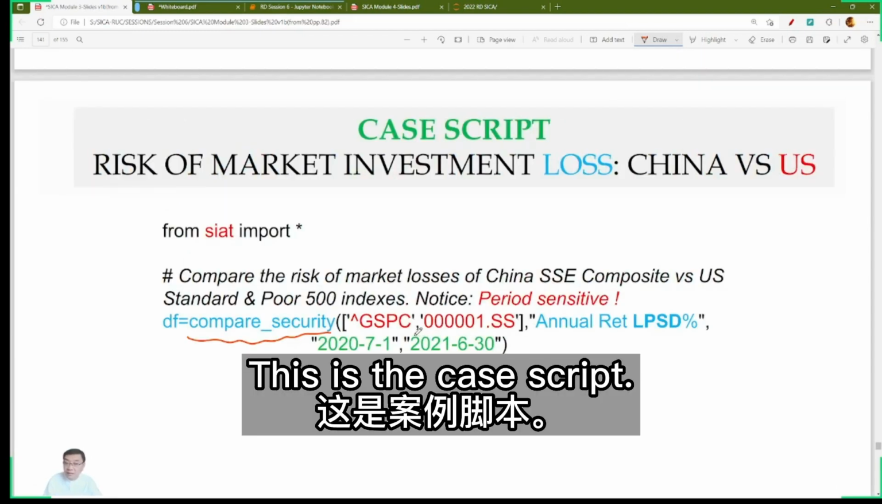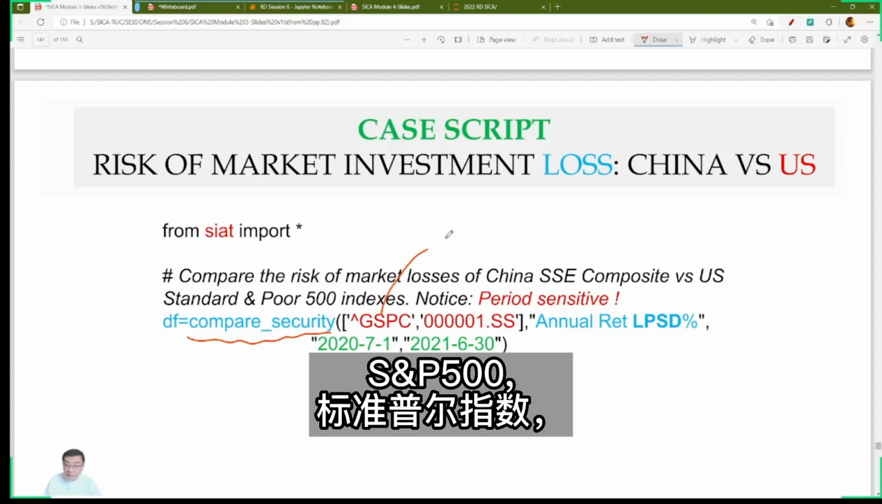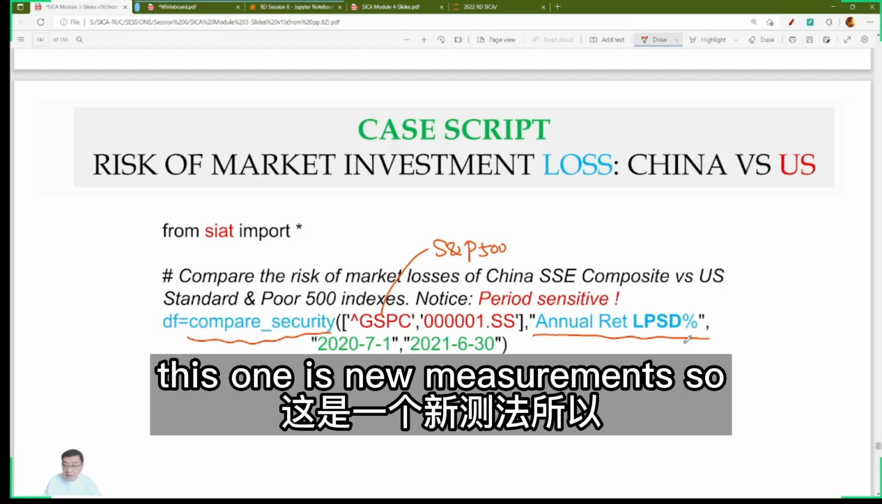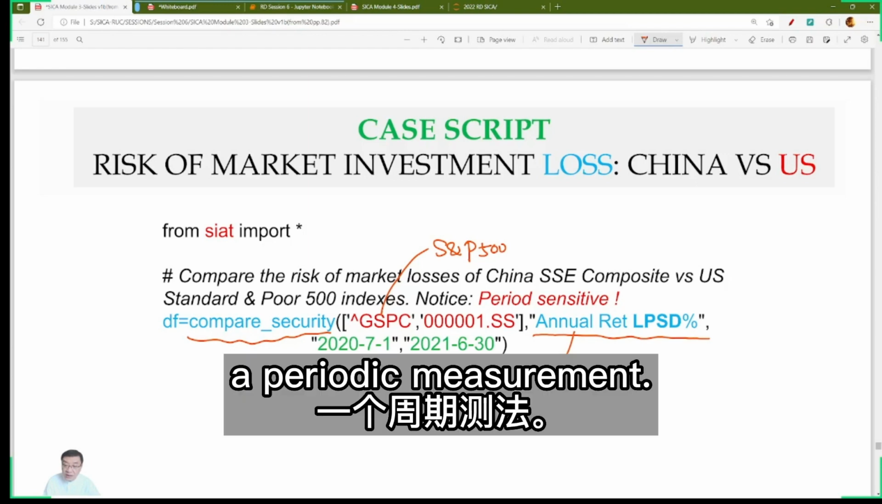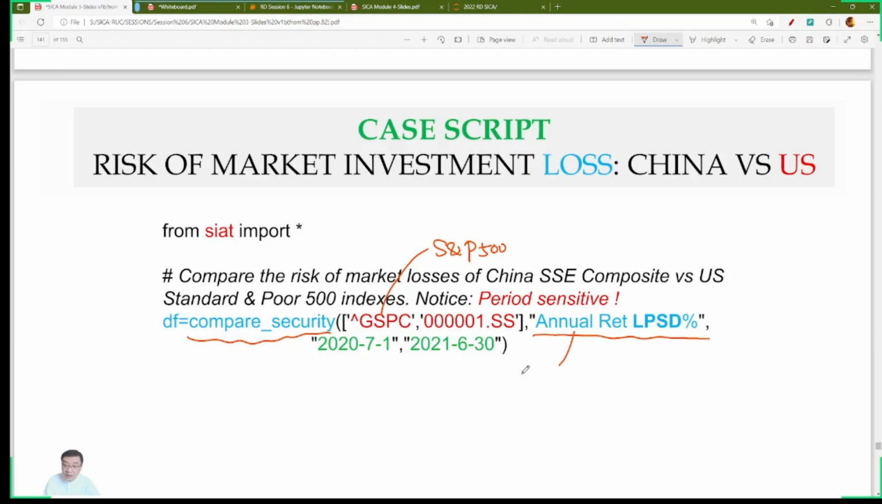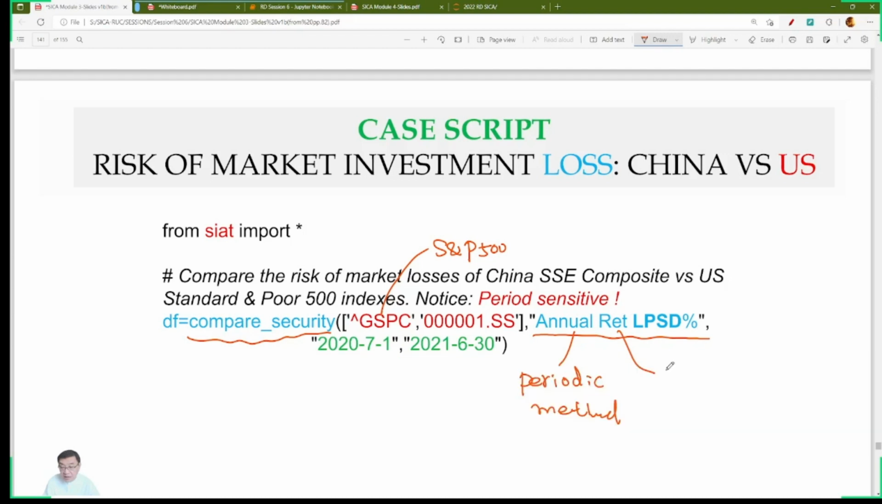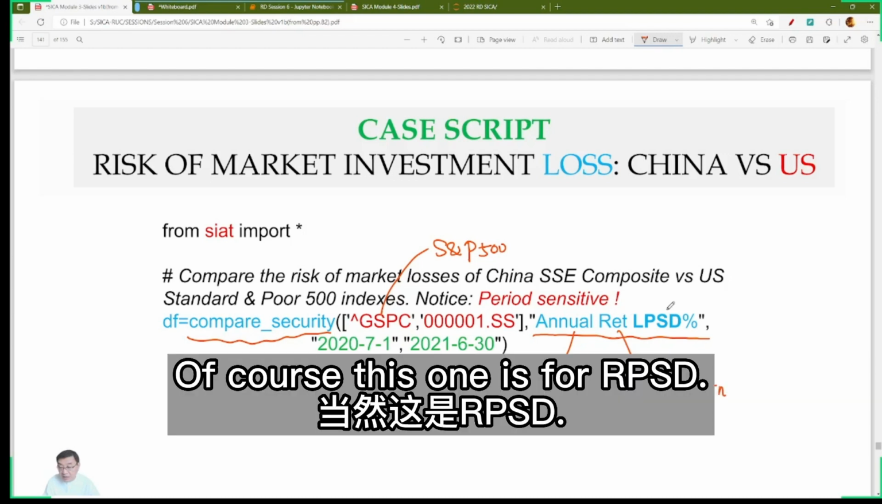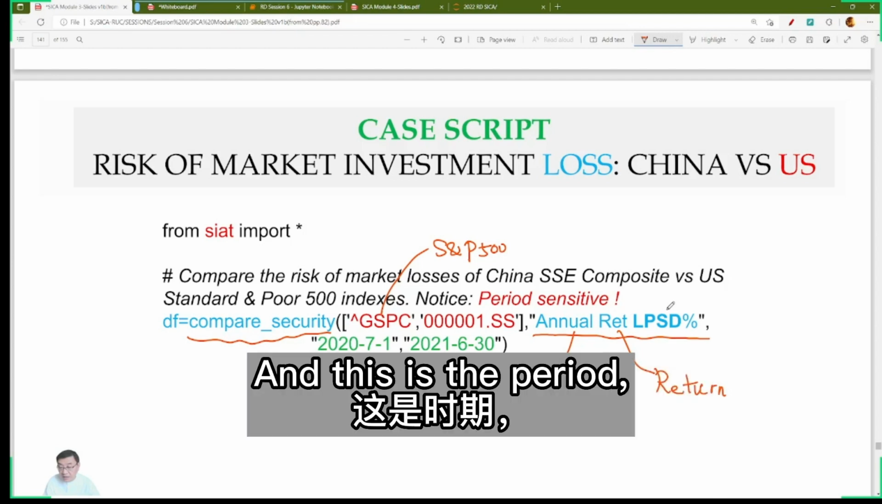This is the case script. This stands for Standard & Poor 500. This one is a new measurement. So this word annual represents a periodic method, and this one represents return. Of course, this one is for Lpsd, and this is the period.